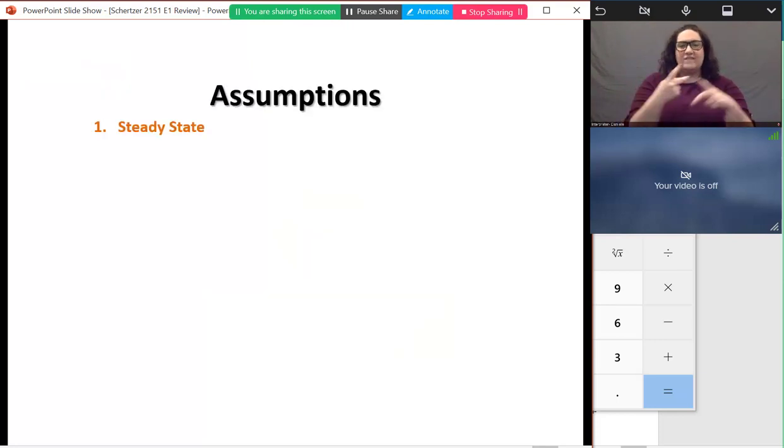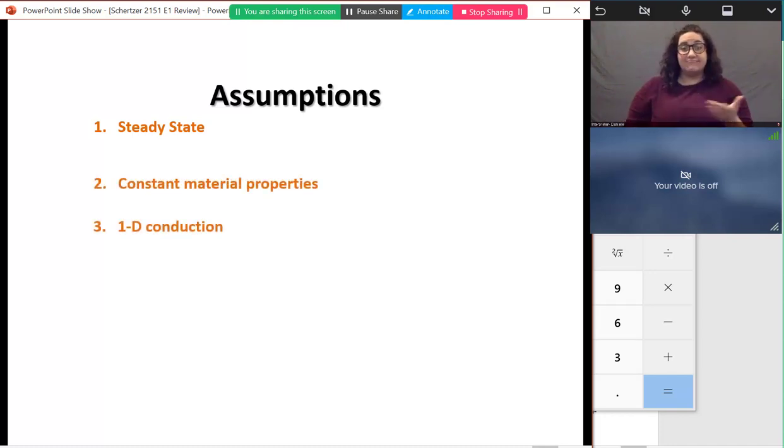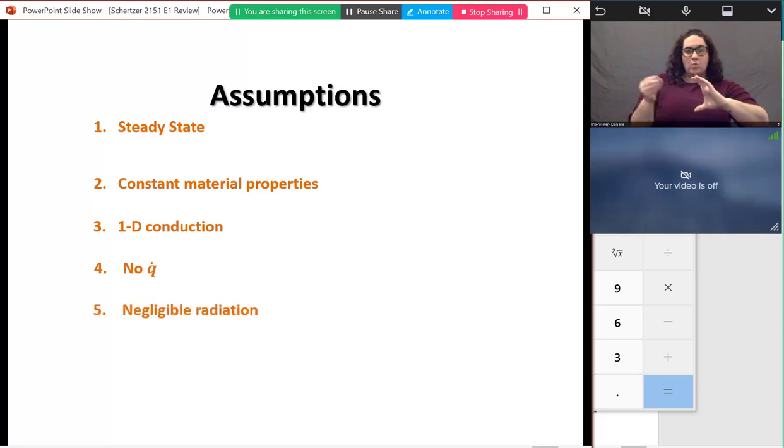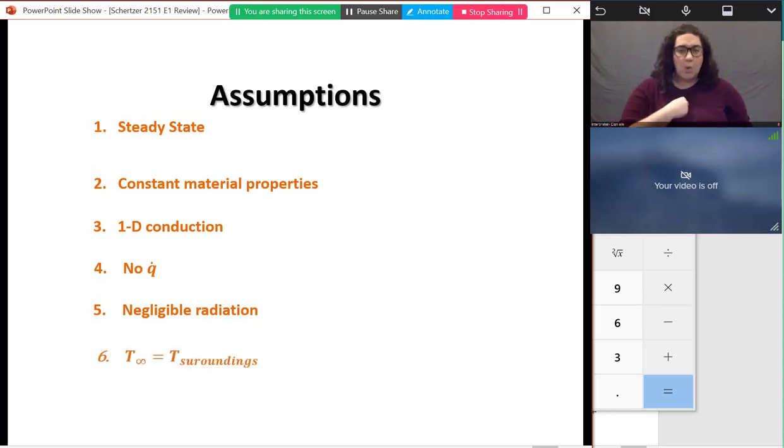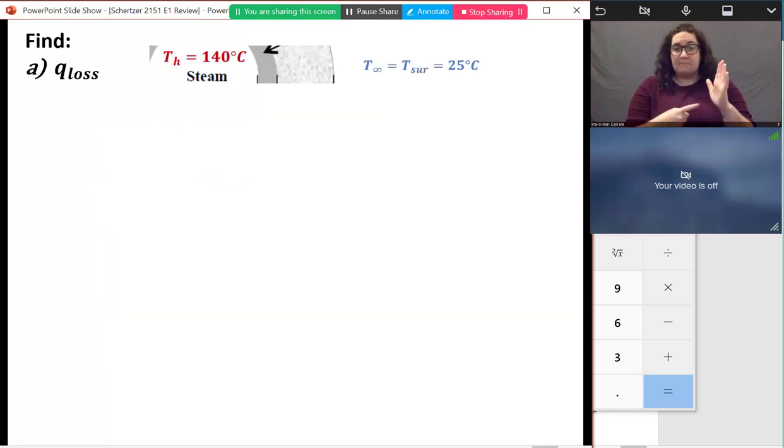So I'm going to assume that the system is at steady state, that material properties are constant, that we have 1D conduction outward. So the pipe is long enough that the only way we're transferring heat is radially out from the center of the pipe to the outside, that there's no heat generation, and that radiation is negligible. The problem told me to assume that, and we'll check that at the end. We're also told that T infinity is equal to T surroundings, and I think we were given a value for that, maybe something like 23 degrees.